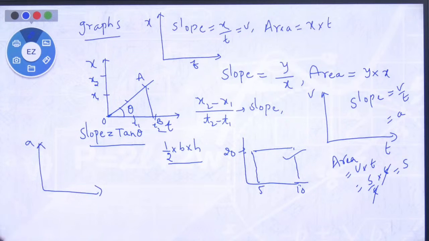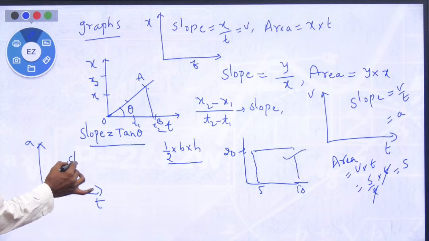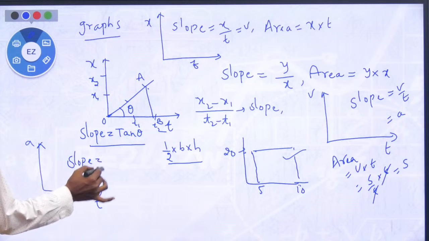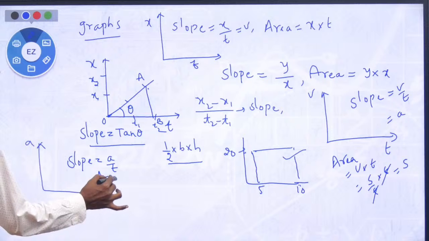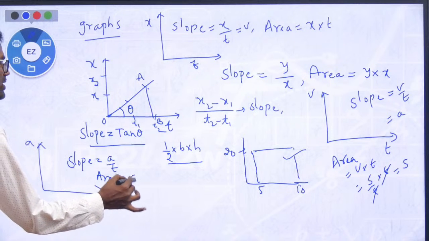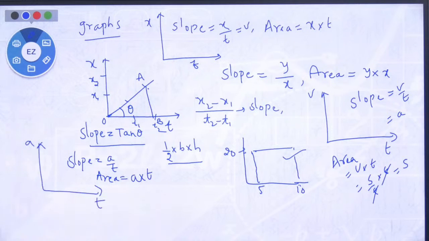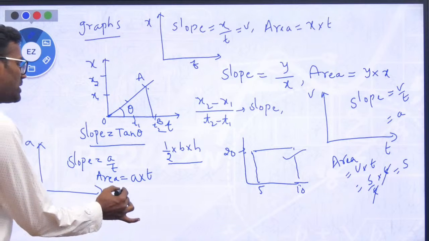Next one, acceleration time graph. So what is the slope of the acceleration time graph? Slope is equal to a by t. Area under the graph is a into t, the y coordinate into the x coordinate. A into t.